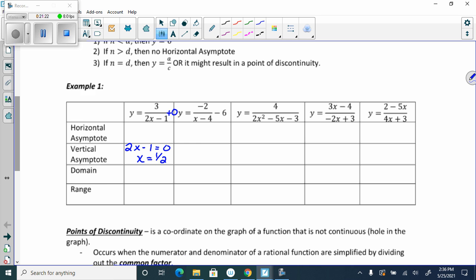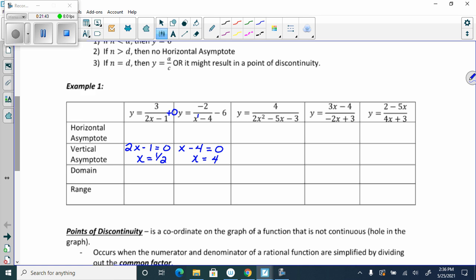You can just add a 0 to the back. This one's in transformed form as well because it has a basic x in the denominator, x to the 1, and it doesn't have an x in the top. So I take my x minus 4, set it equal to 0, and I move my 4 over, so I get x equals 4.